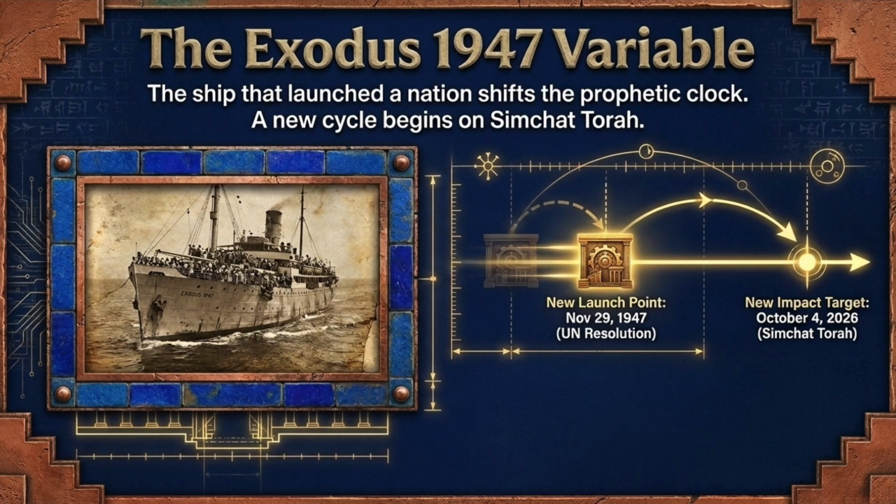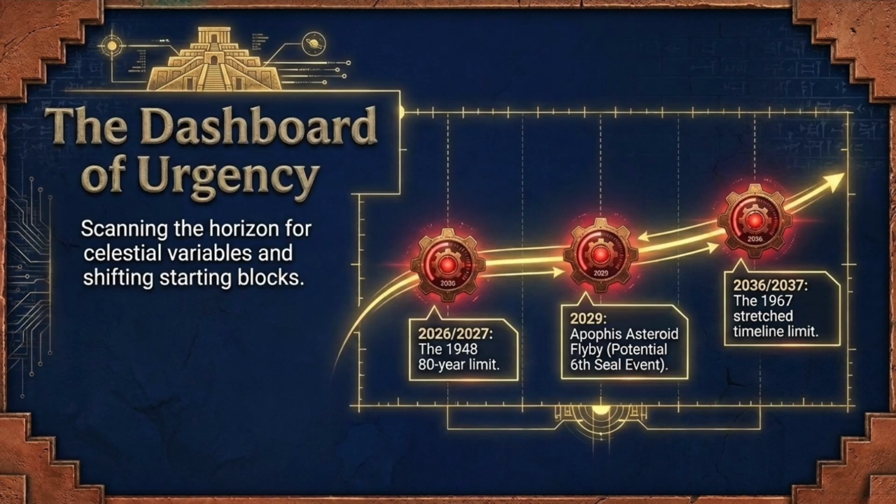They also introduce a celestial variable into the mix to sort of bridge the gap. They note that the asteroid Apophis is slated by astronomers to make an extremely close, visible flyby of Earth in the year 2029. Wait, literally 2029? Yes, precisely around the time of Passover. In their framework, they speculate whether this near miss or the gravitational effects of it could align with the cataclysmic sixth seal events described in the book of Revelation, which involve cosmic disturbances and meteors. Wow. So 2029 also becomes a massive looming waymark on their dashboard. So their dashboard has red flashing lights at 2026, 2027, 2029, and 2036.